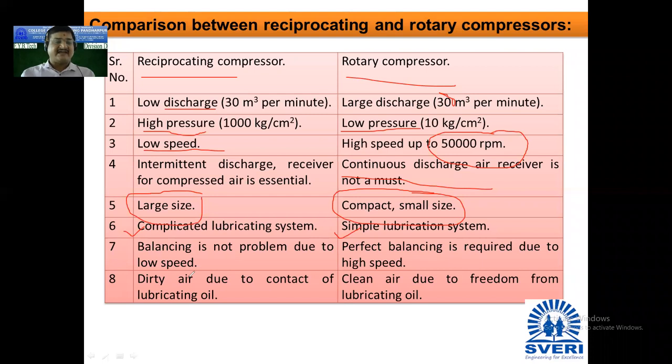And as you know that there is more lubrication in the reciprocating compressor, then some oil particles can mix with the air, and the compressed air may be dirty air. ती जी compressed air आहे त्याच्यामध्ये काही ऑइलचे पार्टिकल, घाण, धुळीचे पार्टिकल ऑइल मध्ये मिक्स झालेले, अशी डर्ट बाहेर फेकली जाऊ शकते एअर बरोबर. बट यू कॅन गेट द क्लीन एअर इन रोटरी कॉम्प्रेसर. सो दिस इज द कंपॅरिझन बिटवीन रोटरी अँड द रेसिप्रोकेटिंग कॉम्प्रेसर.